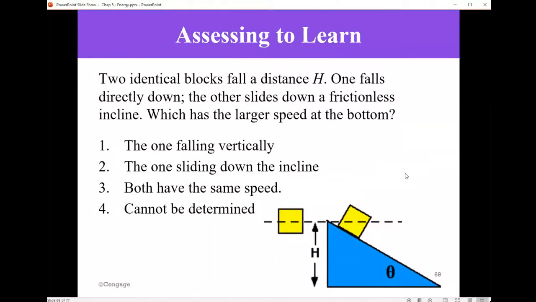Two identical blocks fall a distance h. One falls directly down, the other slides down a frictionless incline. Which has larger speed at the bottom? Since you are dealing with the same heights, they both will have the same final speed. Because here the energy is all potential, here the energy is all kinetic. And we don't care about the path, we care about the initial point and the final point.